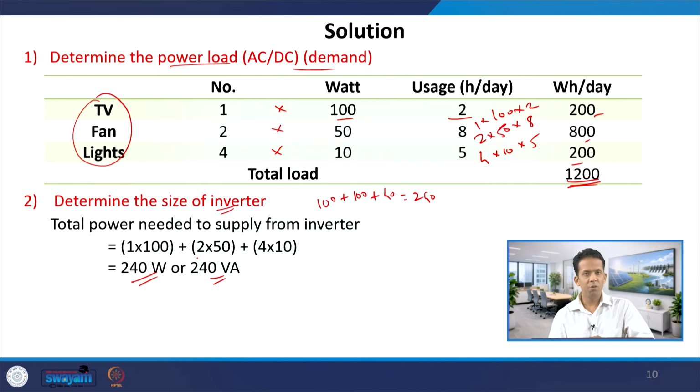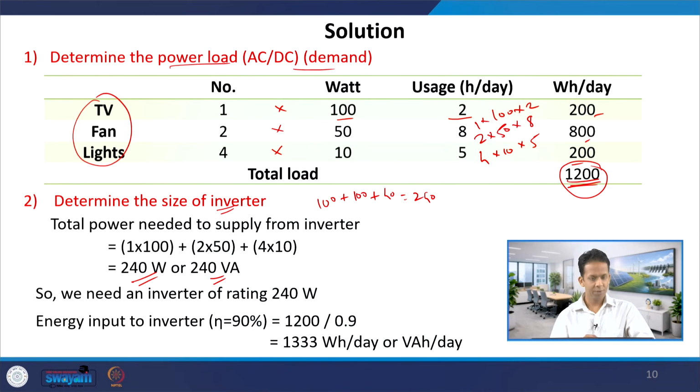Now the efficiency of inverter was given to us 90%, so energy output of the inverter has to be 1200 watt hours, and since efficiency is 90%, the energy input to inverter would be 1200 by 0.9, that is 1333 watt hour per day. We can also write it as volt ampere hour per day. That's the second step. First, we calculated the total power load. Second step, we found the rating of the inverter and energy input to the inverter, right?